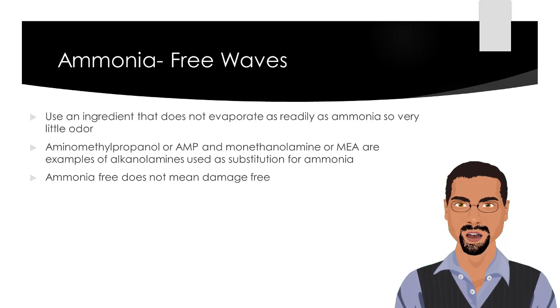Ammonia-free waves are perms that use an ingredient that does not evaporate as readily as ammonia, so there is very little odor. Aminomethylpropanol, or AMP, and monoethanolamine, or MEA, are examples of alkanolamines used as substitutes for ammonia. Even though these solutions may not smell as strong as ammonia, they can still be every bit as alkaline, and just as damaging. Ammonia-free does not mean damage-free.